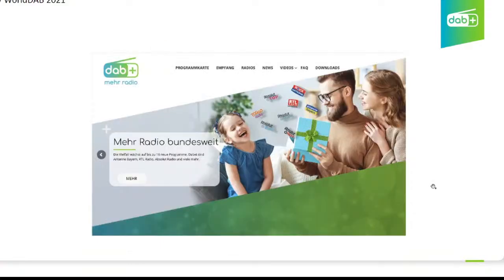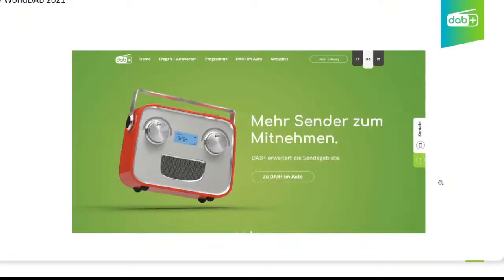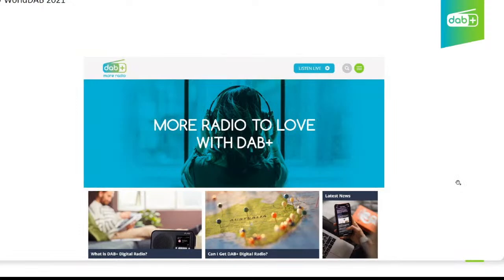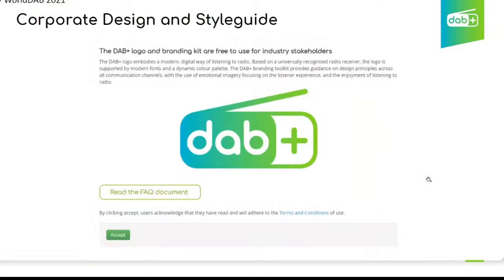This is the German website. It has been around since 2018. This is the Swiss website, always green color, always the logo. And this is how the Australians do it. Up here, DAB+, more radio. More radio means more variety, better sound, more additional services. This is why we call it more radio.